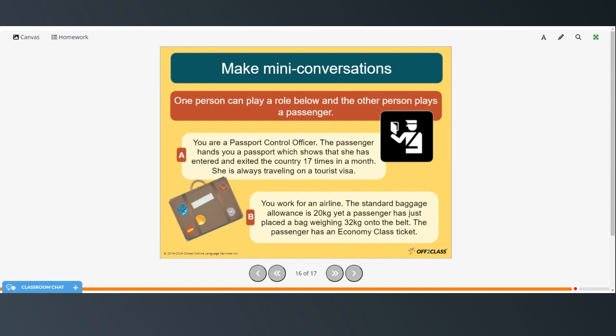You work for an airline. The standard baggage allowance is 20 kilos, yet a passenger has just placed a bag weighing 32 kilos onto the belt. The passenger has an economy class ticket. So again, write a dialogue between the airline staff person and the passenger, and imagine what they might say about the baggage or the bag that is over the baggage allowance.